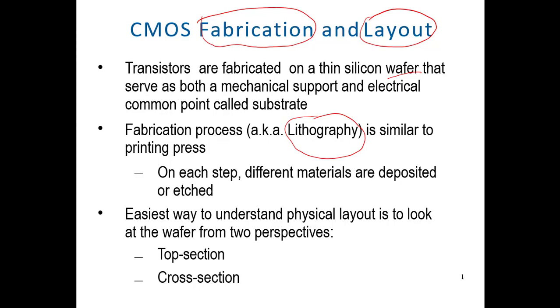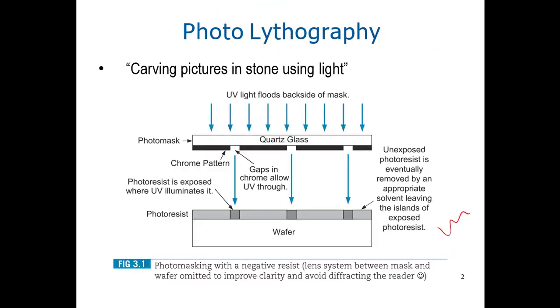In particular, two views are important to understand. One is the top view, if you are looking at the silicon from the top, and the other is the cross-sectional view, in which you cut the silicon through the middle and see what's inside. We will have a look at both views and try to understand how things look.